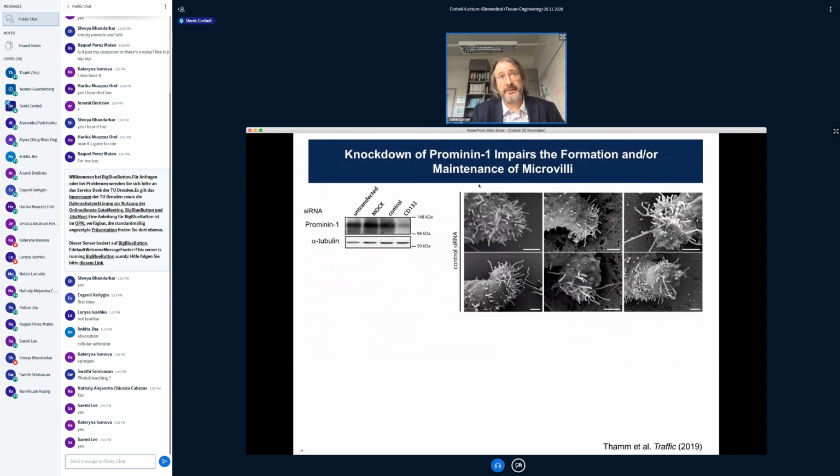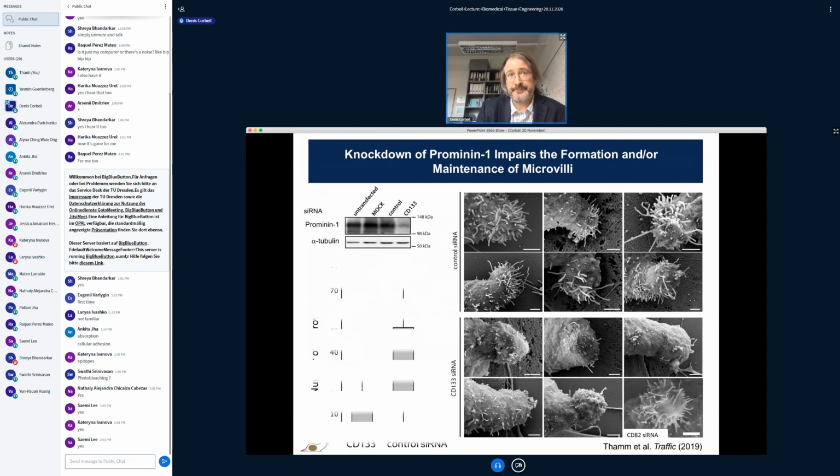So we have different examples here of the uropod. What we have done is knock down the expression of prominin 1 in the hematopoietic cell. As you can see here, using small interfering RNA, we pull down its expression. And then we look at what happens to the structure. Surprisingly, we found, and we can quantify that, that the uropod structure has almost no microvilli any longer after silencing CD133. If we silence another molecule, which is also found in microvilli, called CD82, no effect is observed. It's really, really specific for CD133.